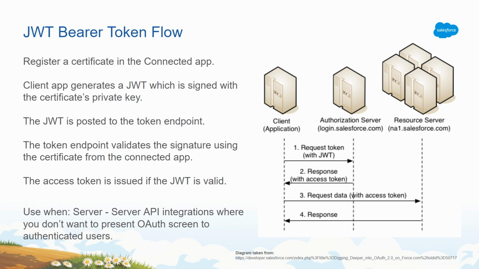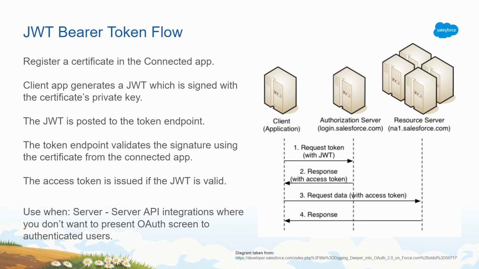Next, let's quickly look at another flow, which is called the JWT bearer token flow. For this flow, we set up a connected app as usual, but here we create a certificate locally and we upload that certificate into the connected app. Then any client application which needs to use this JWT bearer token flow will generate the JWT, the JSON web token. And then it's going to sign that JSON web token with the certificate's private key.